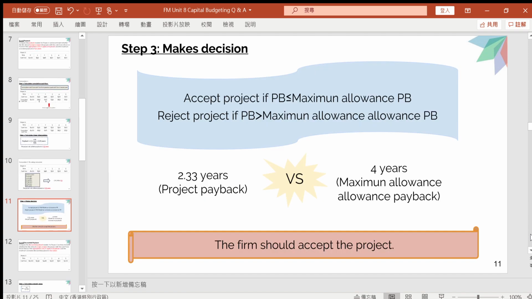And about making the decision for payback, the benchmark is based on the manager to decide. Okay, that's why according to the question you mentioned the maximum allowable payback period is 4 years, and because of that we work out the year is 2.33 only, which is far below this 4-year benchmark requirement, and that's why we will accept the project.